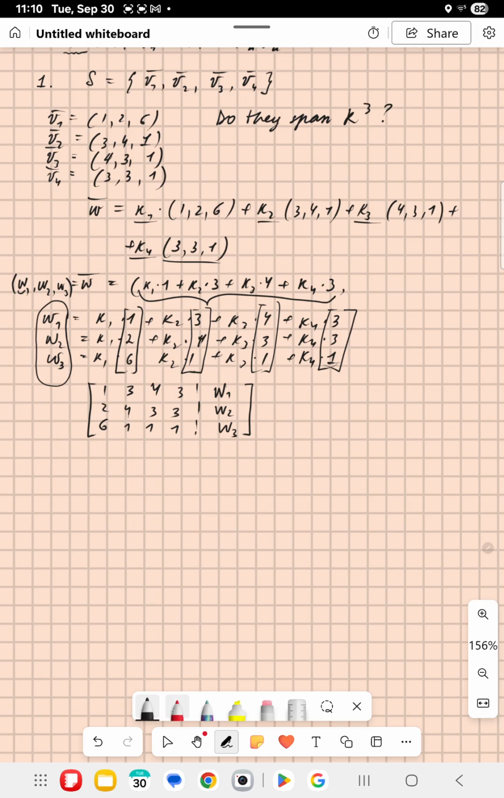My first step is going to take row number 2 minus 2 row number 1. I'm doing standard Gaussian elimination, trying to eliminate this. My next step is going to do row number 3 minus 6 row number 1. I'm going to apply just a standard technique, okay? So let's see our result.